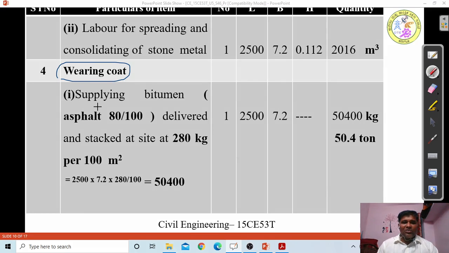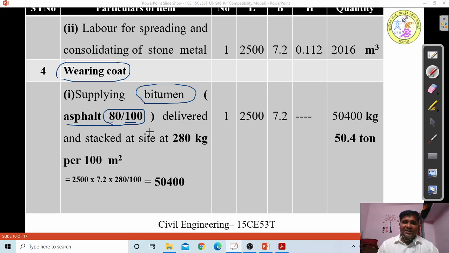Again, for this wearing coat there are two items: the supply portion and the labor portion. In supply, there are two materials to be supplied: bitumen and aggregates. So supplying bitumen of grade 80 to 100, 80 by 100 is the grade of the bitumen. This is called penetration. In a small experiment, for a heated bitumen, I drop a ball and see how far it travels and how much the bitumen resists. If it penetrates 8 to 10 mm, then that grade is called 80 by 100. There are different grades: 60, 70, 30, 40.